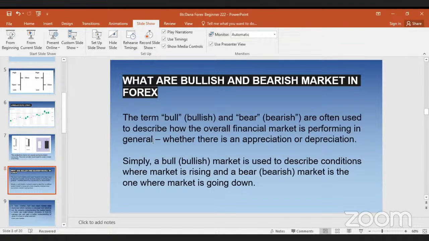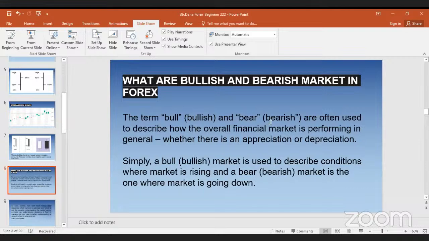Is the market going up or is it coming down? Whether there's an appreciation or depreciation in the market, that is what a bullish and bearish market is. If the market is coming down, what do we call it? We call it bearish. And when it is going up, what do we say the market is doing? It is going bullish. Bull is short for bullish, and bear is short for bearish.